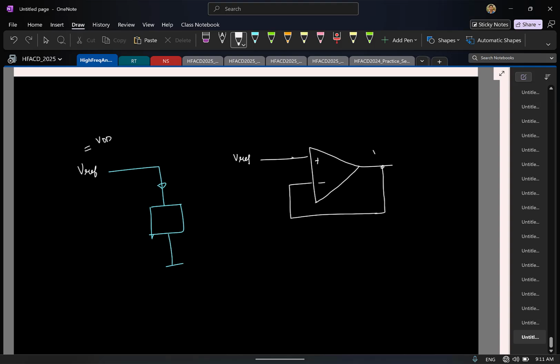Now the output, if I call this as VDD out, that will be equal to your VREF. So now you can go and connect your actual circuit. Now your circuit will draw a lot of current, but who will provide this current now? The op amp will provide, because remember there is going to be an input supply VDD. So the current will basically be drawn from the supply.